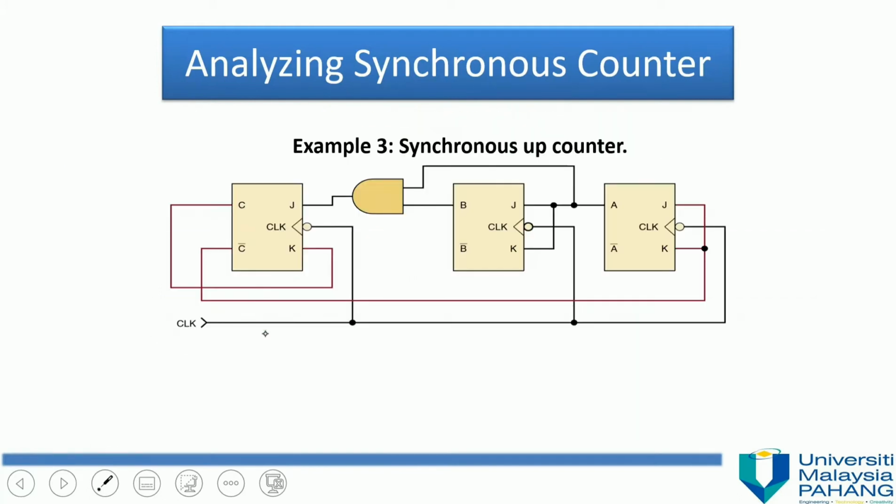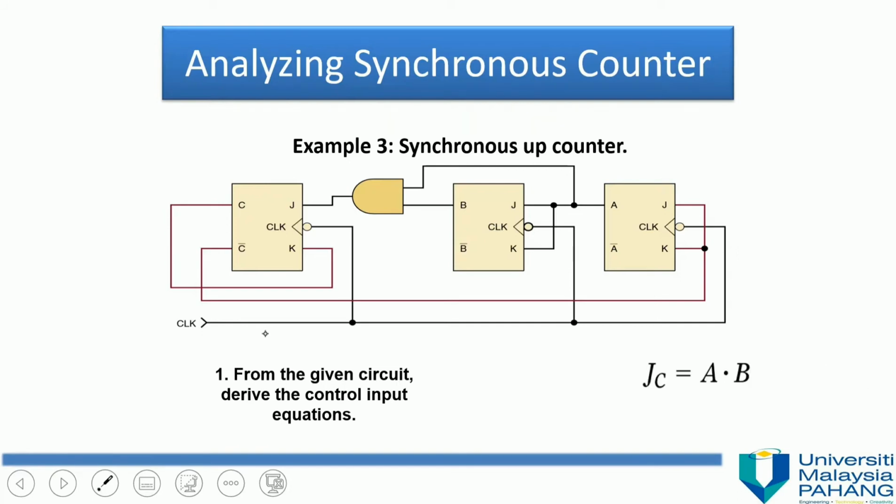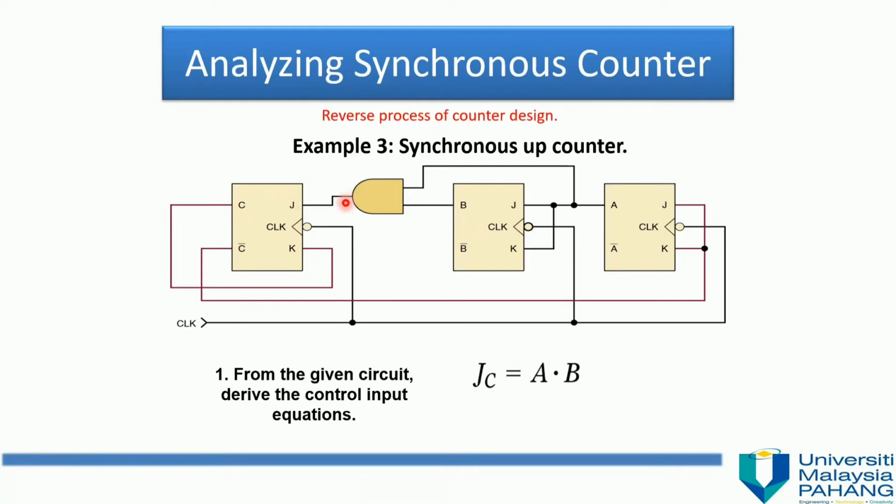Let's analyze the synchronous up counter. Here is the circuit of the counter. From this circuit we can see there are 3 flip-flops, so this counter is a 3-bit up counter. From the given circuit we derive the control input equations. We know JC equals A dot B. JC is connected to the output of the AND gate, and the inputs of the AND gate are A and B.